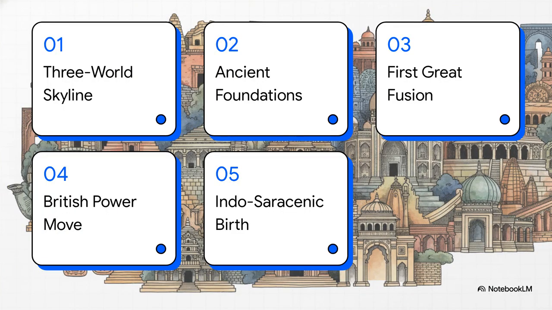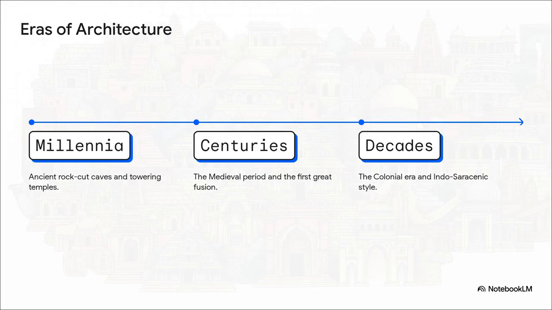Here's the chronological recipe for our explainer. We'll be looking at the three-world skyline, India's ancient foundations, the first great fusion, the British power move, and finally, the birth of Indo-Saracenic architecture. We're essentially going on a time travel journey. We'll start in the ancient era, which spans thousands of years, move into the medieval period over centuries, and finish up in the colonial era, spanning just decades. Every single distinct era layered onto the last one to create something totally new.